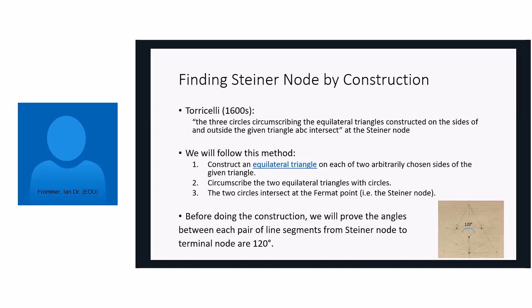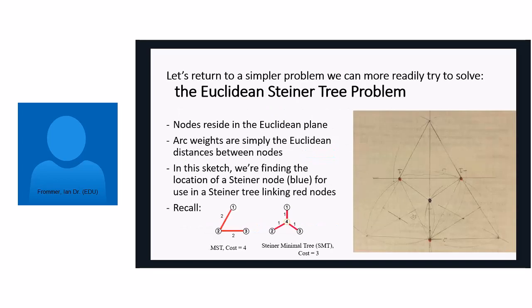But before we do that, we're actually going to do a mathematical proof that the angles of each pair of line segments from the Steiner node to the terminal nodes are 120 degrees. So like this over here, this is a line segment from the Steiner node to the terminal node, okay? And so is this. The angle between the neighboring ones is always 120 degrees. You might have seen that in the pictures that I have. Always 120 degree angles, okay? And so we're about to prove that.